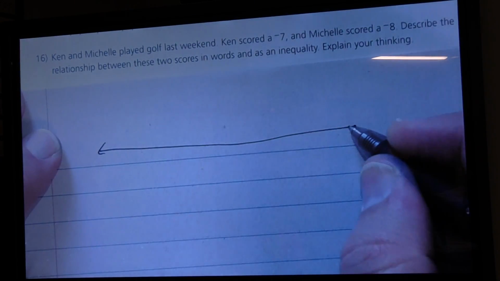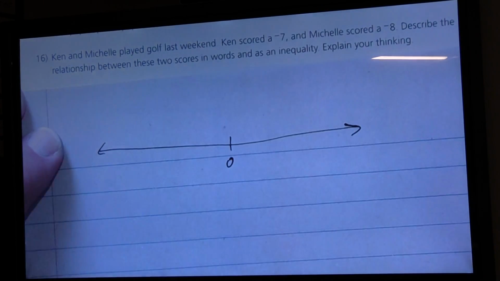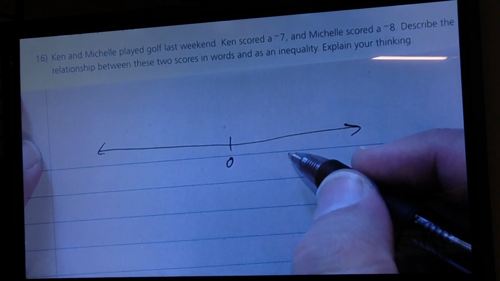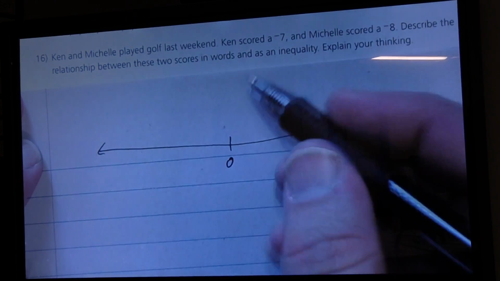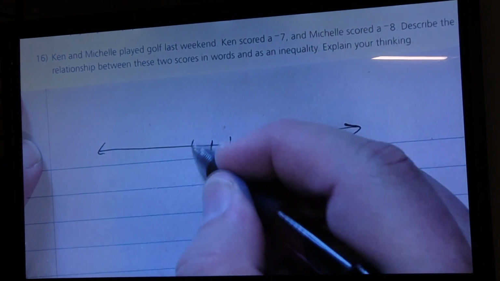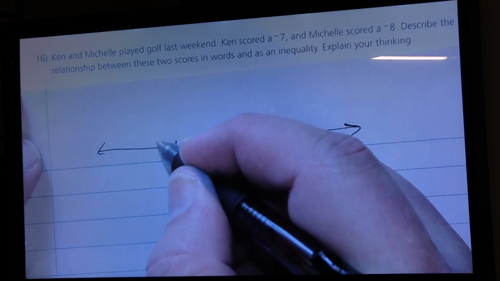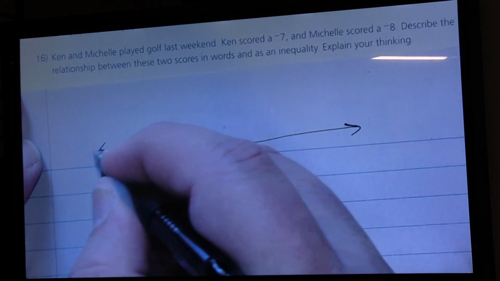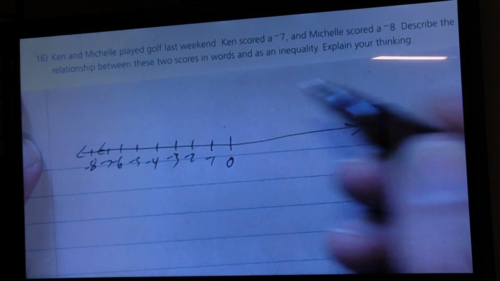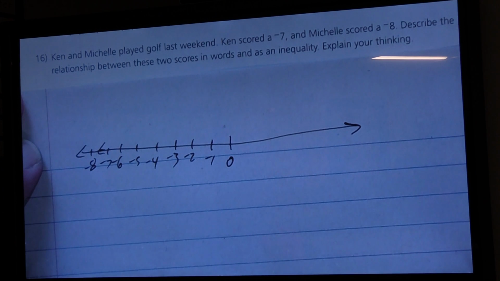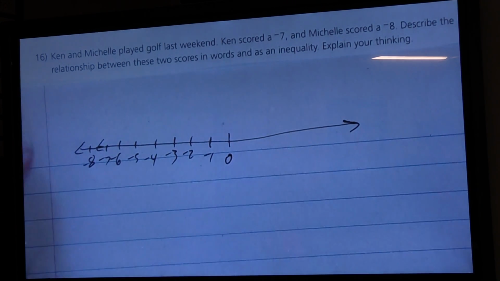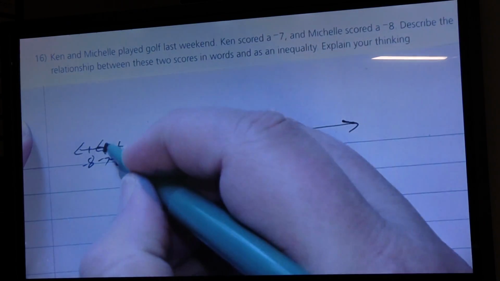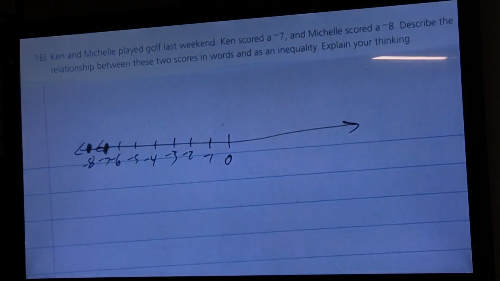I'm going to start here with 0, and my positive integers would be on this side, but we're dealing with all negative numbers, -7, -8. So I'm just going to put -1, -2, -3, -4, -5, -6, -7. I have to go a little bit farther for -8. Now I'm going to put a little dot to show where -7 and -8 are on the number line. So here's where -7 would be. Here's where -8 would be.